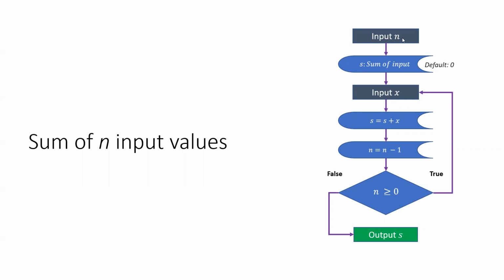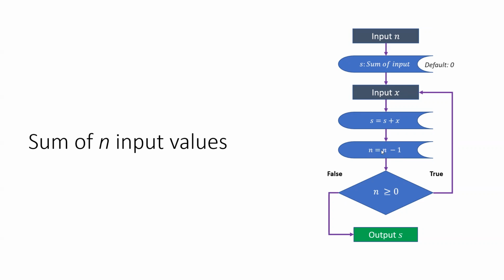So first of all we'll take the input of n, that is the number of values we are going to be adding, and then we'll be maintaining the sum. Then we will keep asking for each of these values one by one, which is always called x. Every time x is entered, we add it to the sum, and then we reduce the counter.